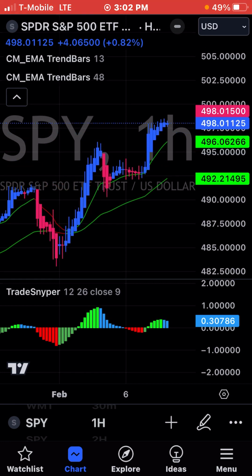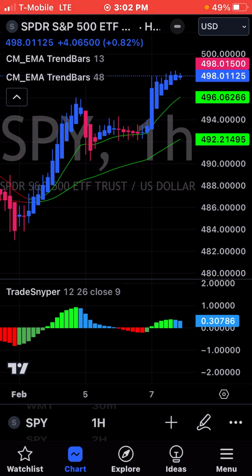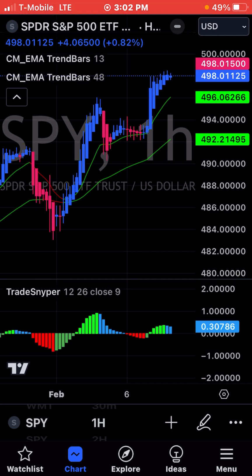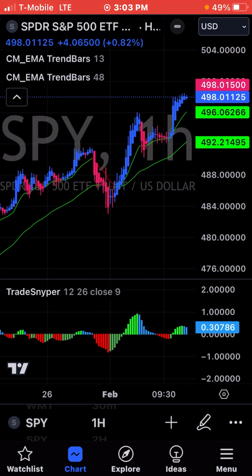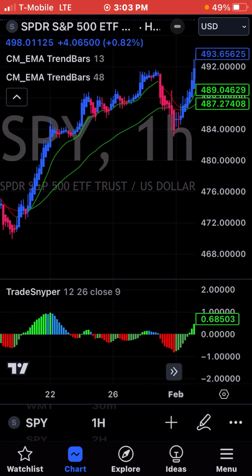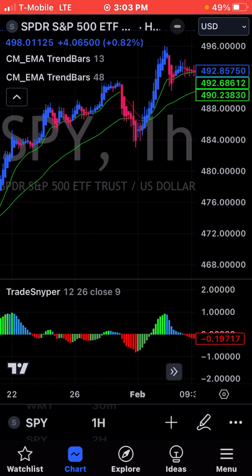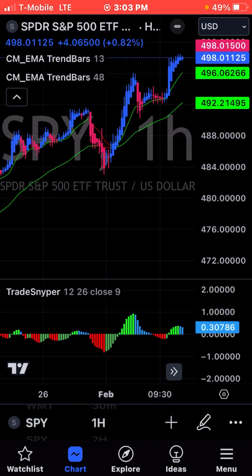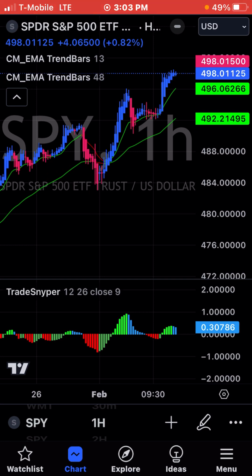So let's go through a couple of scenarios here with how to use TradeSnyper with the stock market. When I'm trading, I usually check it on the hour. So for SPY, for example, what I use is 1348 for my moving average. And I really only use the moving average to see what the overall direction is. So on the hour, we can tell that SPY is in an uptrend. In this scenario, the uptrend is all that we focus on.